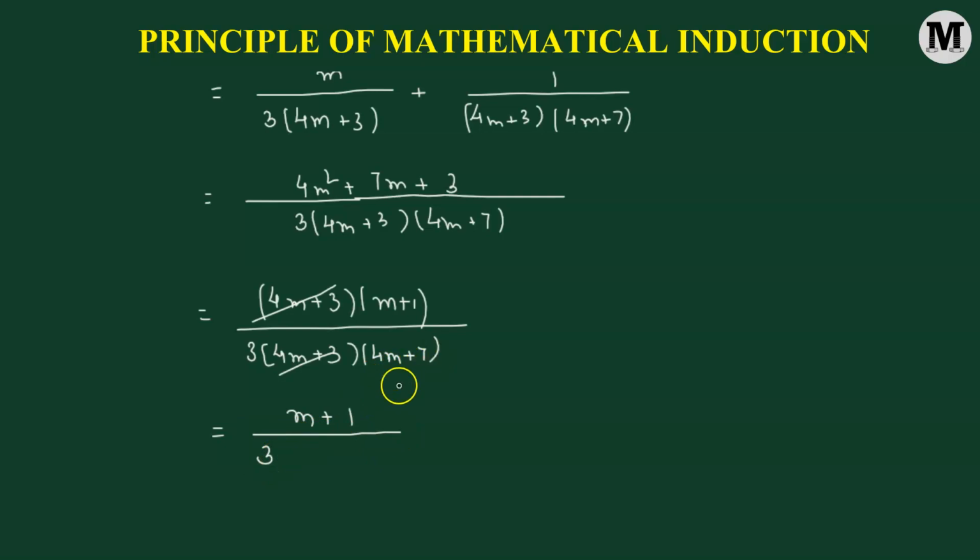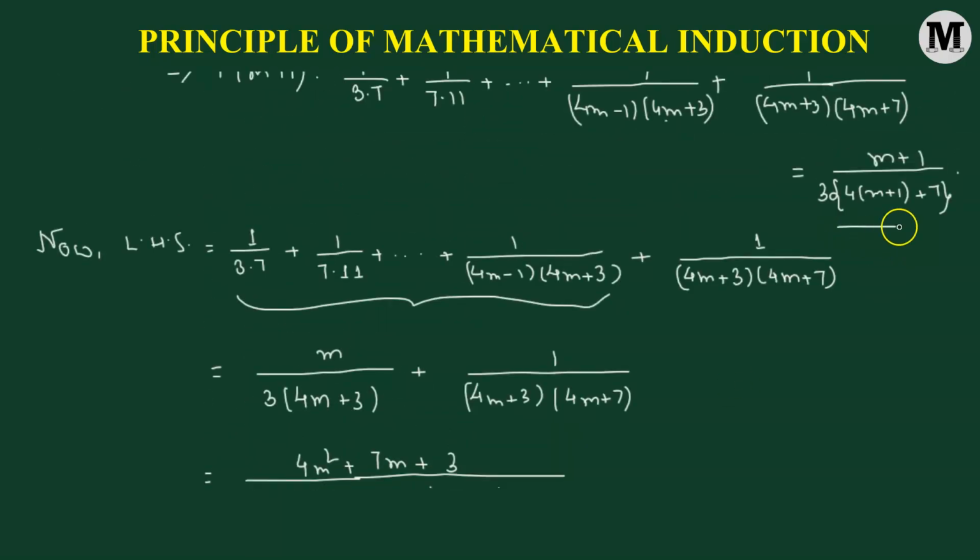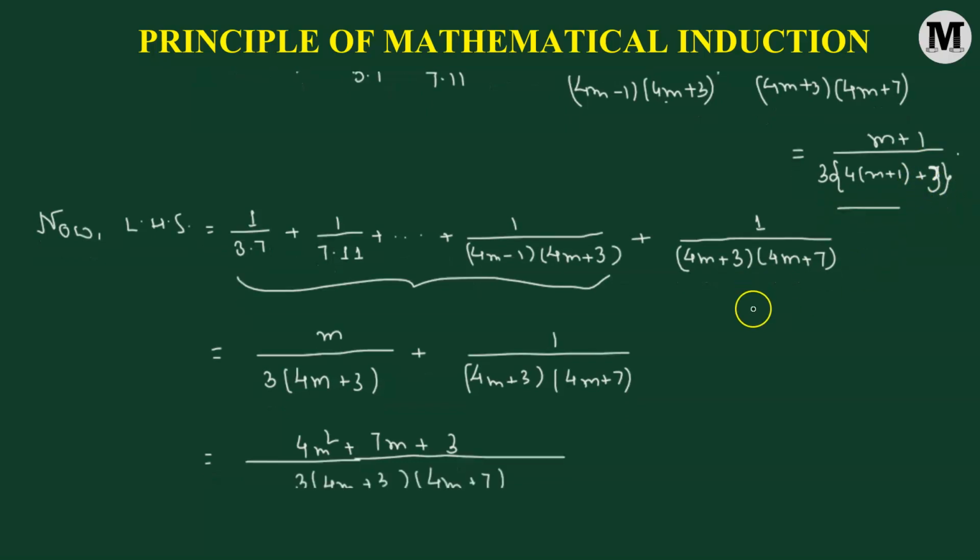Here we have 4m plus 7, but we can rewrite it as 4 times (m plus 1) plus 3. Okay, so this is the left hand side. This is nothing but the right hand side. Let's verify that: (m plus 1) over 3 times (4 times (m plus 1) plus 3). Yes, so this is exactly the right hand side.